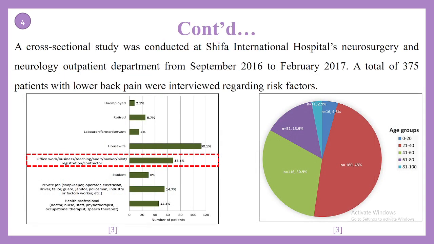Now here we can see the data gathered by the Pakistan Shifa International Hospital. Basically, the hospital conducted research and showed that back pain is found more commonly in office workers, bankers, pilots, teaching, and many more. A total of 375 patients with lower back pain were interviewed regarding the risk factors. The main point of interest is that office workers, business, teaching, audit, banker, and pilot all have the sitting position. So the sitting position is also a key aspect in back pain.